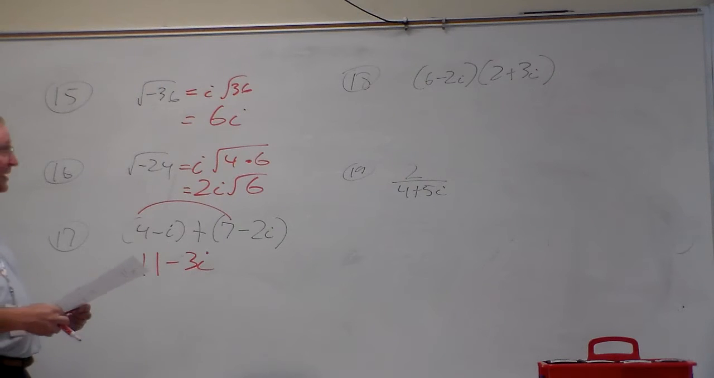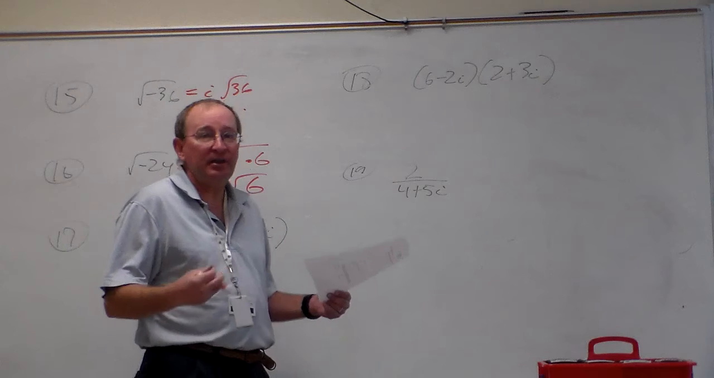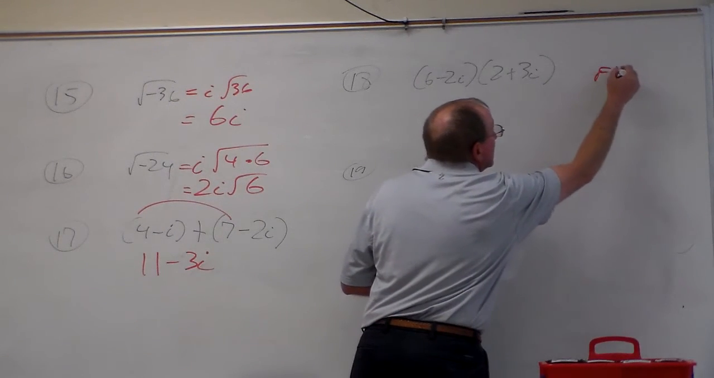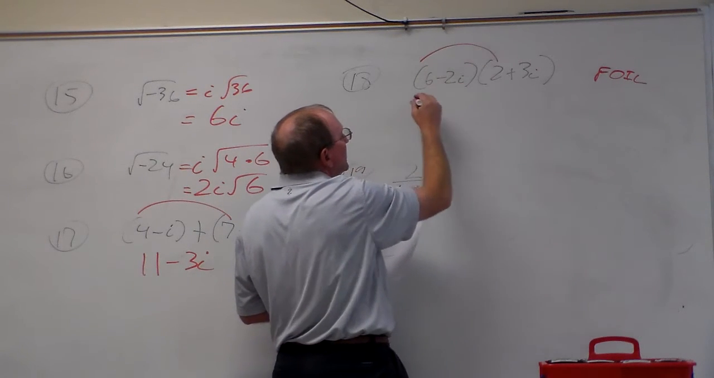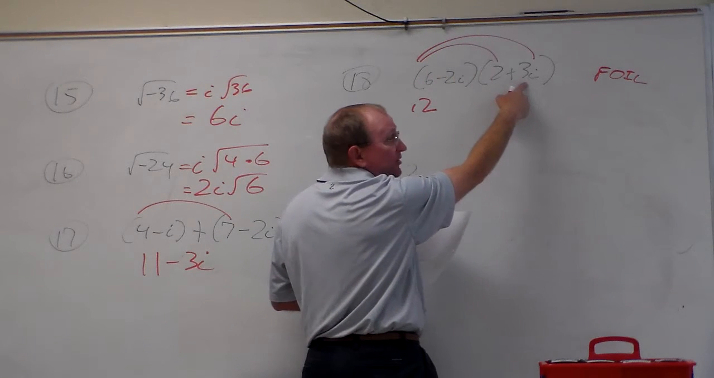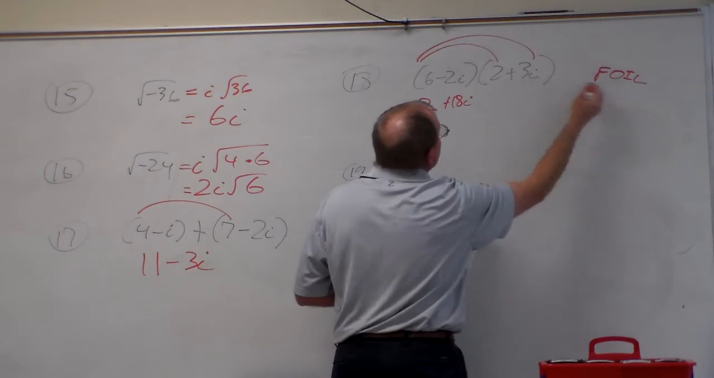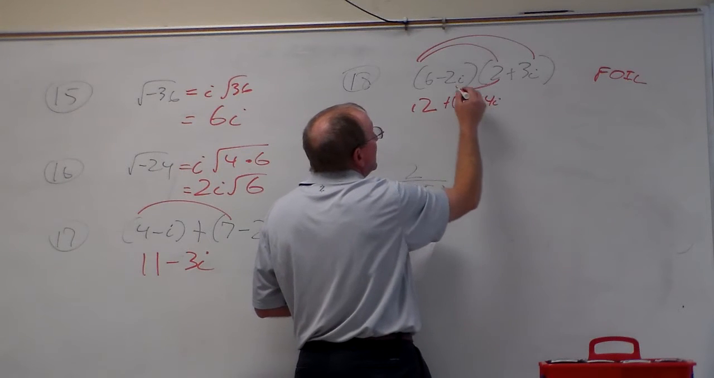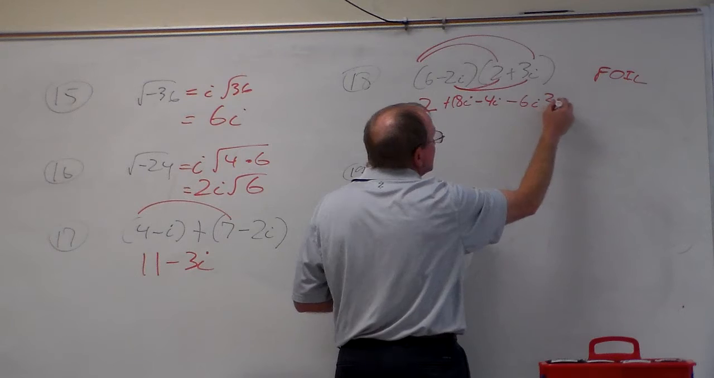Now, 18 is a little different. It's the first one that requires some real thinking. You have to FOIL. 6 times 2 is 12. The outside term, 6 times positive 3i is 18i. The inside term is negative 2i times 4, which is minus 8i. And then the last term, negative 2 times 3 is minus 6i squared.